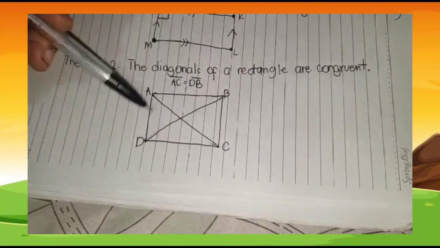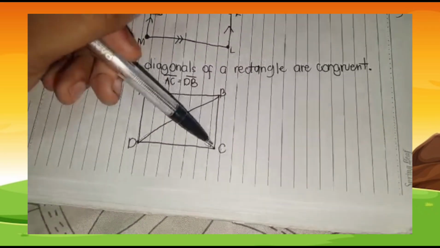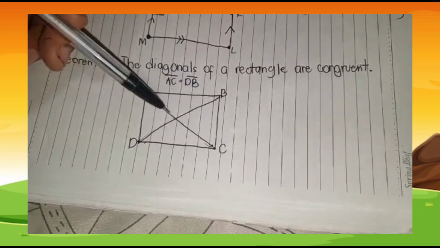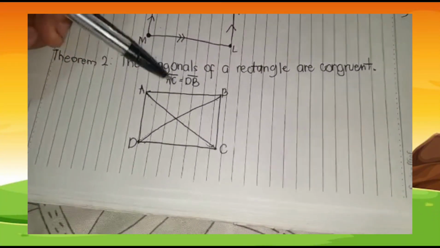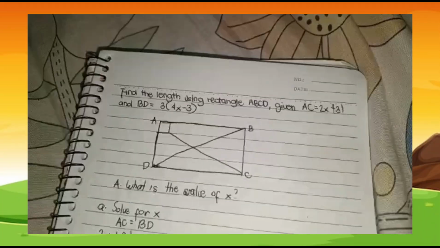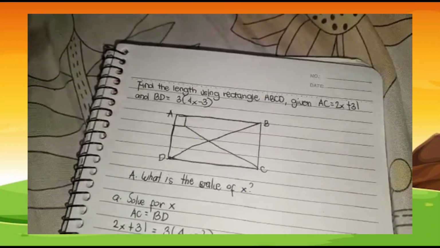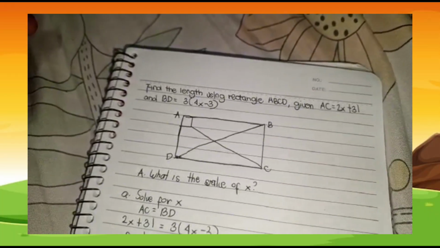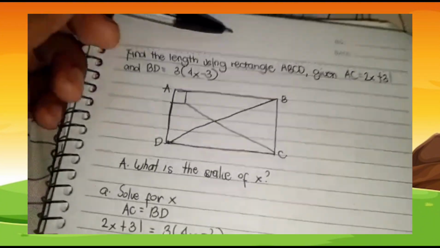So, ibig sabihin, pag kinuha mo ang segment AC from A to C, tapos diagonal D to B ay parehas lang. Ibig sabihin, pag kinuha mo yung length nito, parehas lang yung AC at DB. Kasi congruent sila. Let's have an example. For example, find the length using rectangle ABCD given AC equals 2x plus 31 and BD equals 3 times quantity of 4x minus 3.